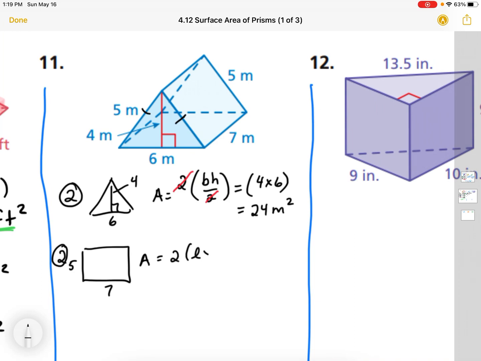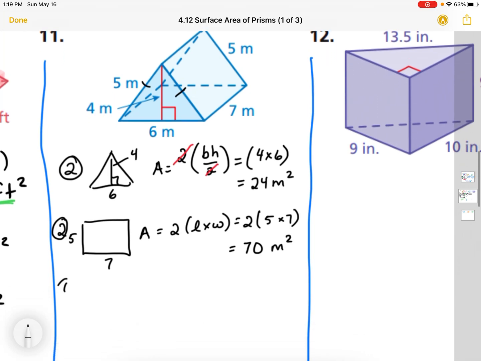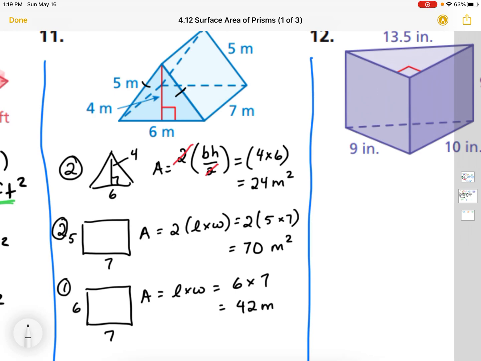So it's 2 times length times width, 2 times 5 times 7, which is equal to 5 times 7 is 35 times 2 is 70 meters squared. And then finally I have one on the bottom that is 6 by 7. So area is length times width, which is 6 times 7, which is 42 meters squared.